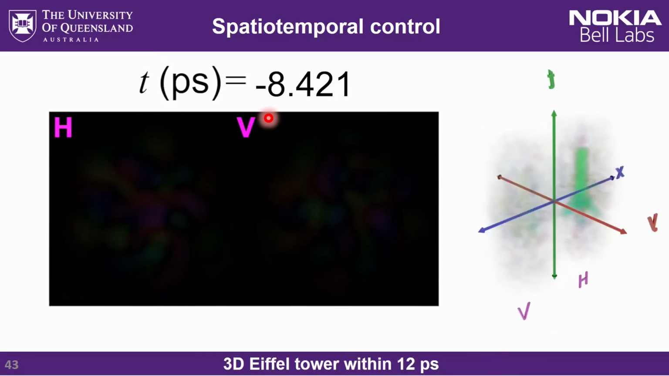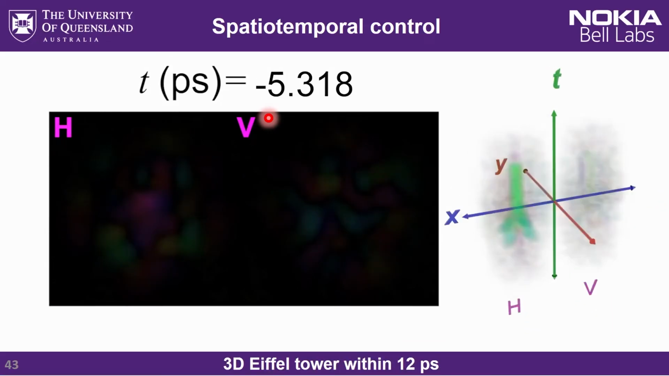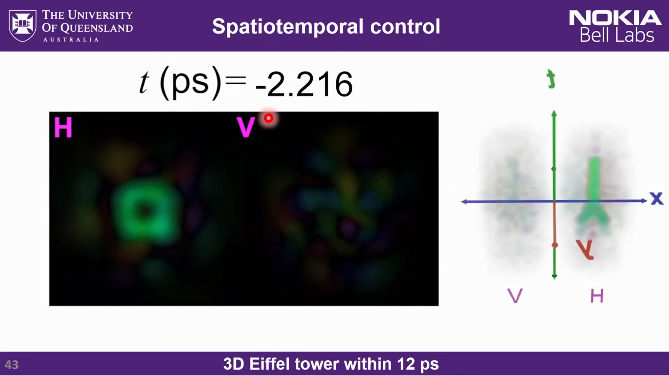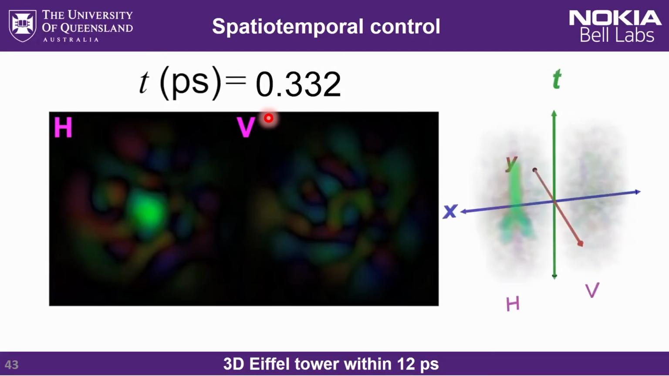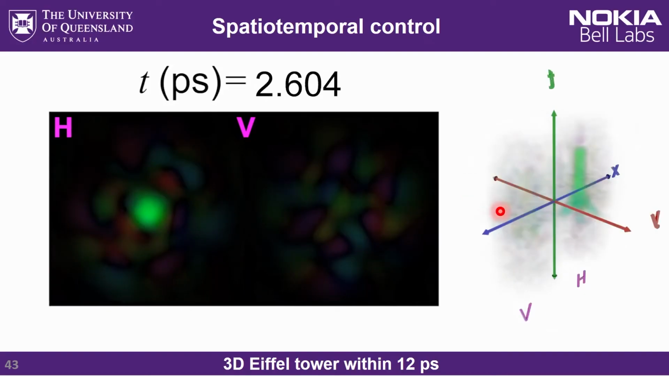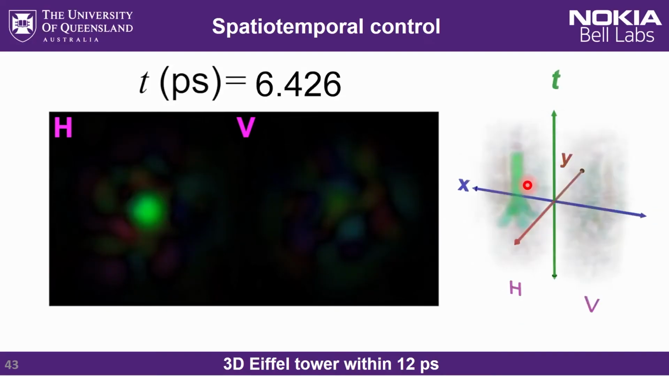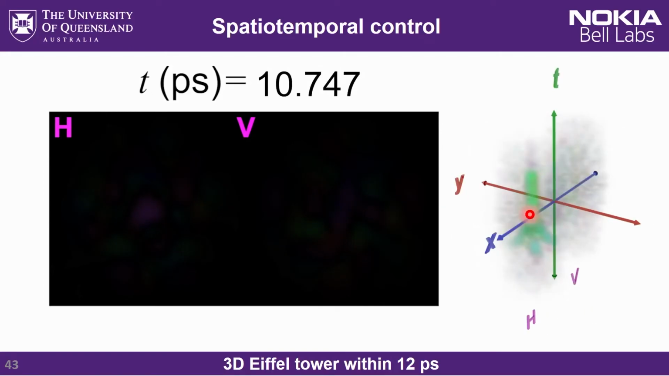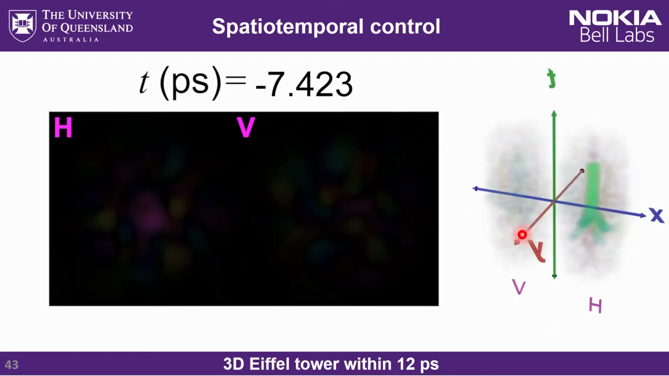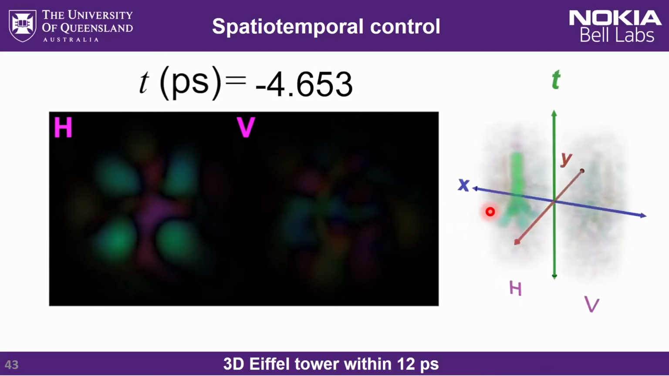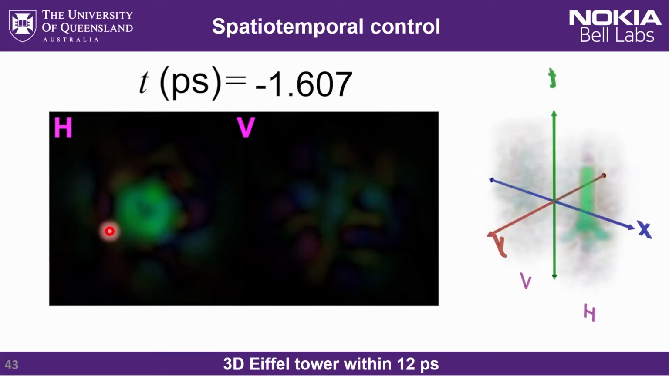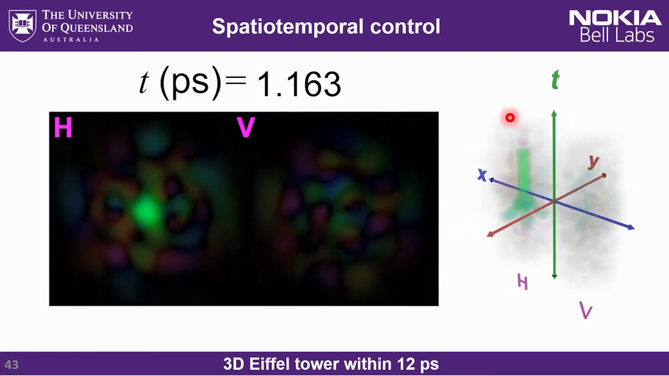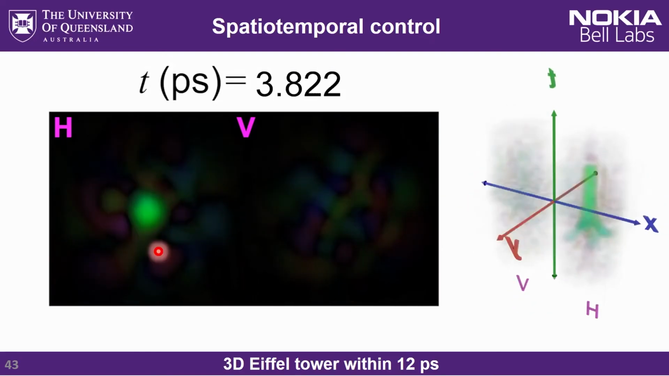Finally, we can also create some fancy 3D patterns in the temporal domain that we still don't know how useful they can be, but they look nice, as we can see here in the volumetric plot. These patterns are defined through 2D temporal sections. In this one, we pay tribute to the Eiffel Tower within 12 picoseconds, where we start with the pillars and then we go through the column of the Eiffel Tower.